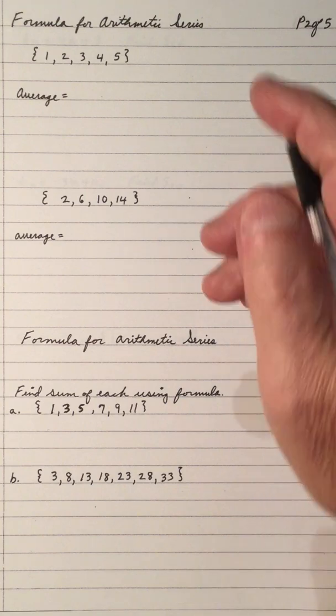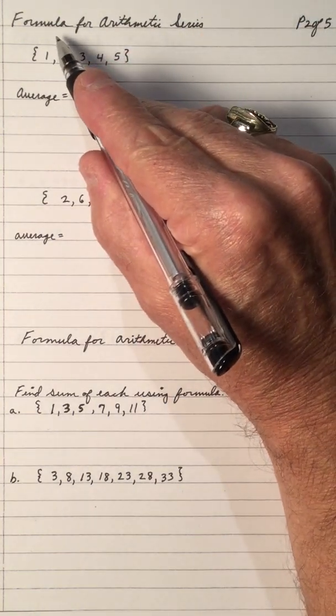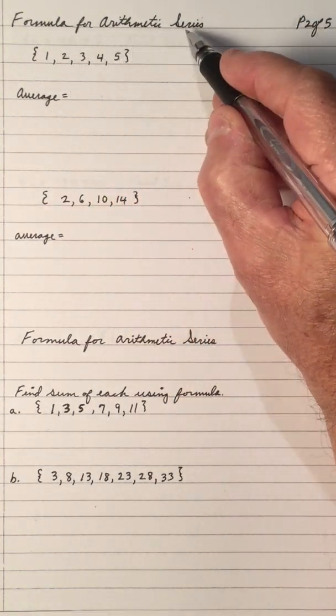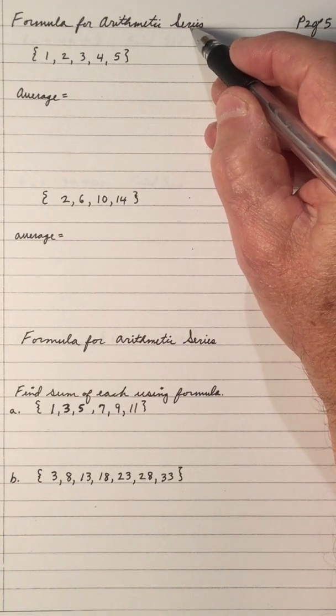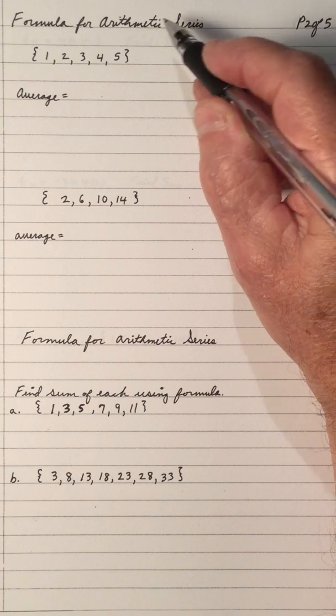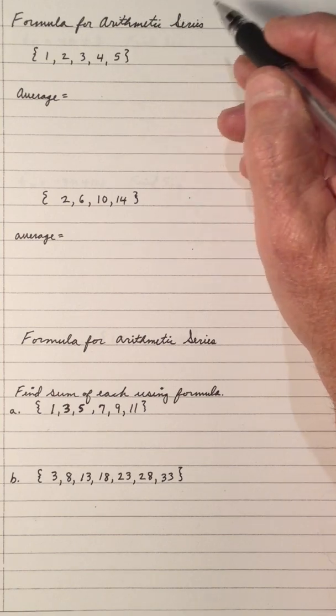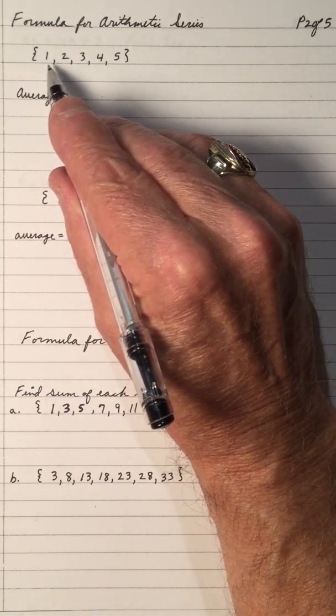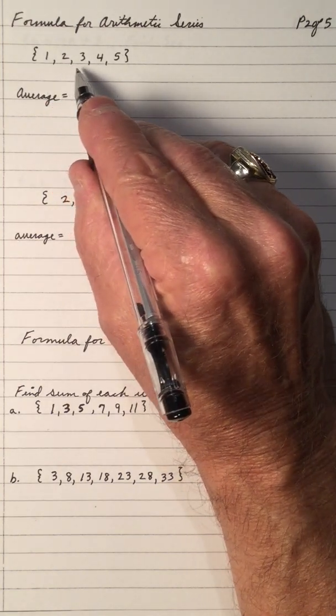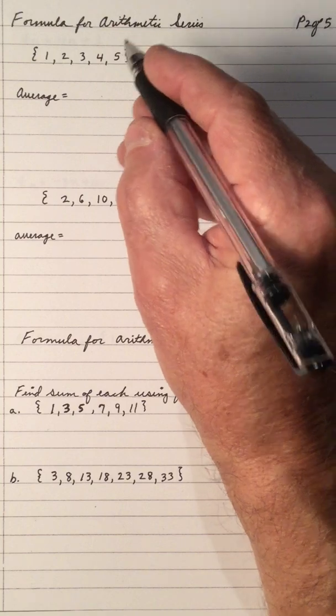Arithmetic series, we're going to look at and derive the formula for an arithmetic series first. And again, series means the sum of the terms of a sequence. So let's look at trying to derive the formula. Let's look at the numbers of the sequence 1, 2, 3, 4, 5.